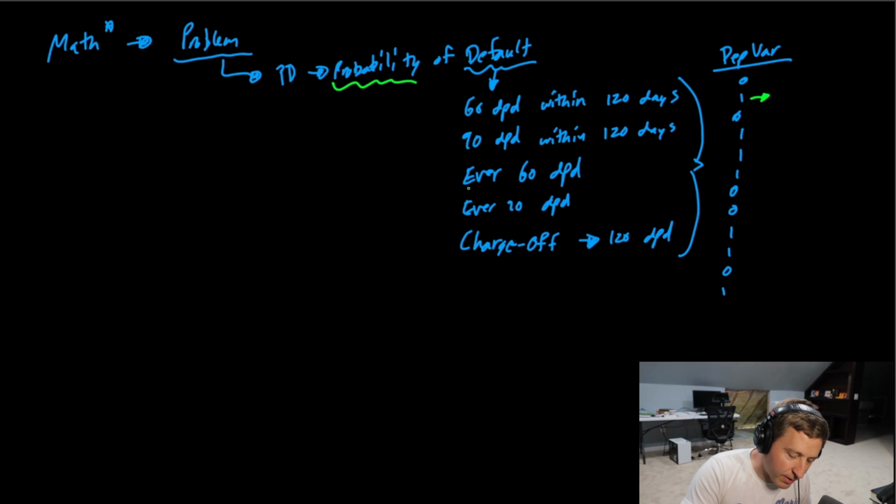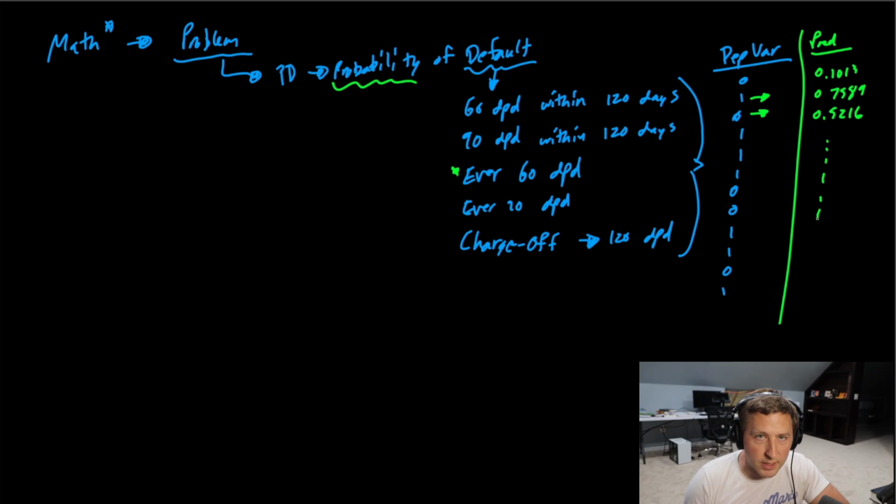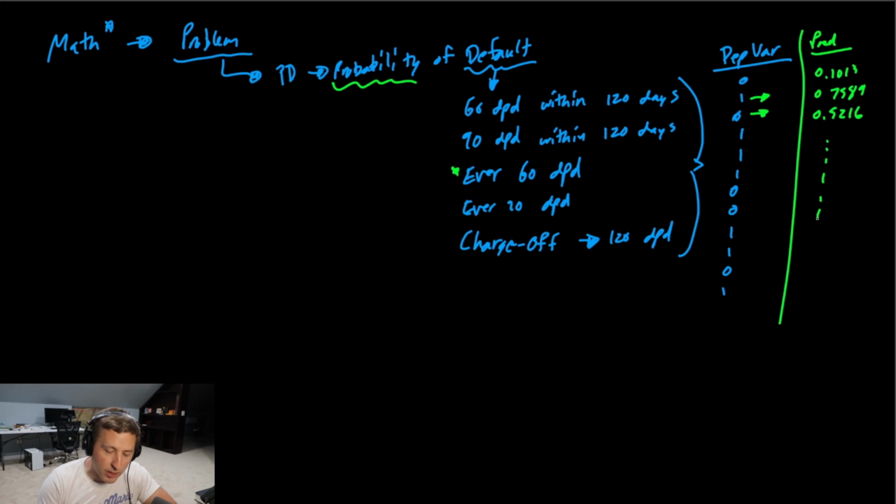Let's just pick, I don't know, ever 60 days past due. And then I can go through all these accounts and go, this one was bad, it was 1. This one is good, it was 0. But the reality is, when you have some sort of prediction that comes out of this, it's going to be like 0.1013, 0.7589, 0.5216, yada, yada, yada. The predictions are a probability, and we're not actually going to measure this.